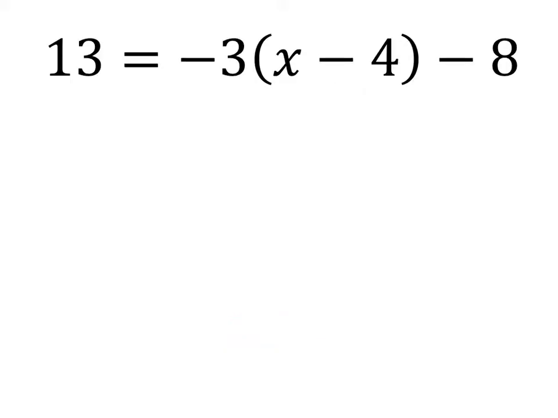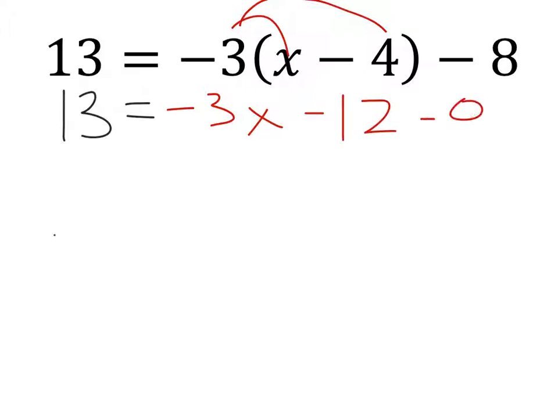All right, I know some of you guys are excited to do these. Sorry, we're just kind of pressed for time. Here's the thing, you guys: we're going to have to distribute this negative 3. So this is what happens a lot of times on the test. We get 13 equals negative 3x, and then I get negative 12 minus 8 right here.